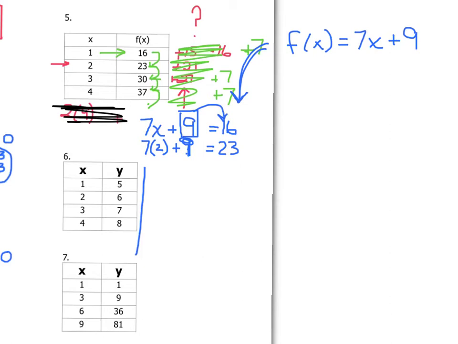Okay? All right, let's look at number 6. How'd we go from 1 to 5? Well, we added 4. How'd we go from 2 to 6? Oh my, looky there, add 4. And you thought it was going to be difficult. And then we add 4. All right, so our function of x is x plus 4.